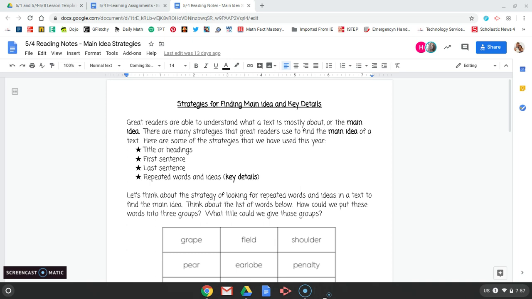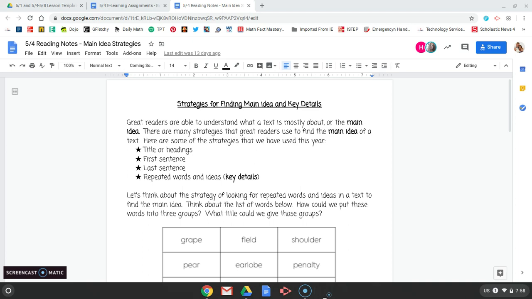And today we're going to be talking about a strategy that we've used already this year, but we're going to kind of revisit it and look at it in a different way today. And that is using repeated words or repeated ideas to help us focus on the main idea of a text.